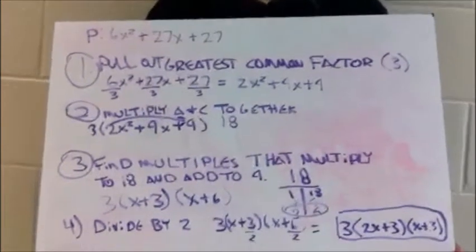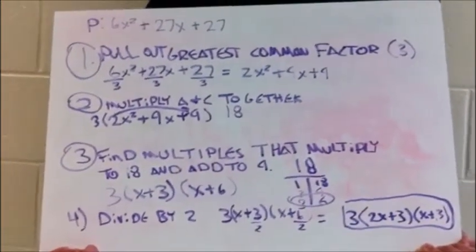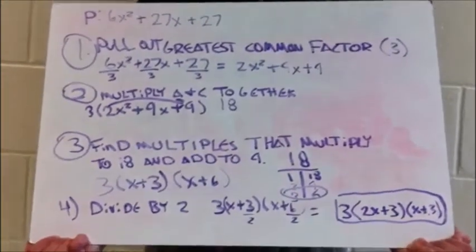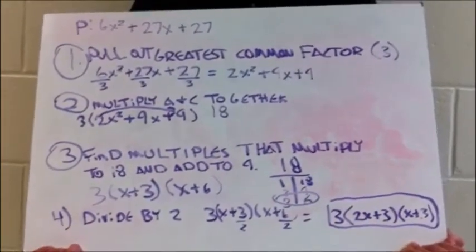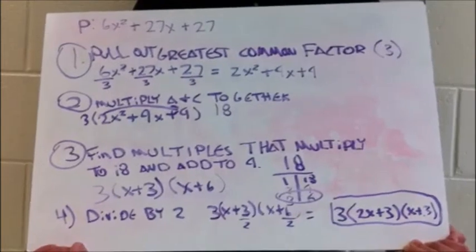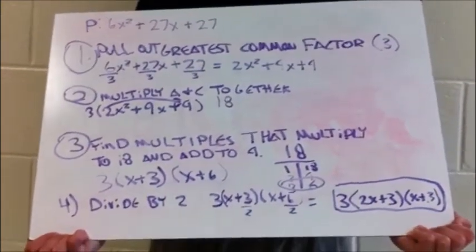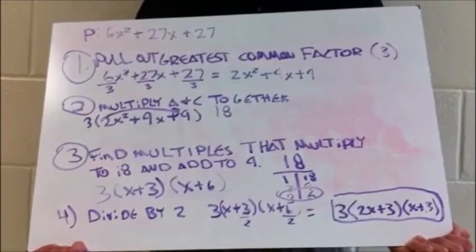Factoring quadratics by pulling out the greatest common factor and using the lazy method. For this equation, we have 6x squared plus 27x plus 27. The greatest common factor is 3, so we pull out the 3 and make it 2x squared plus 9x plus 9. You then multiply a times c, which is 2 times 9, and you get 18.